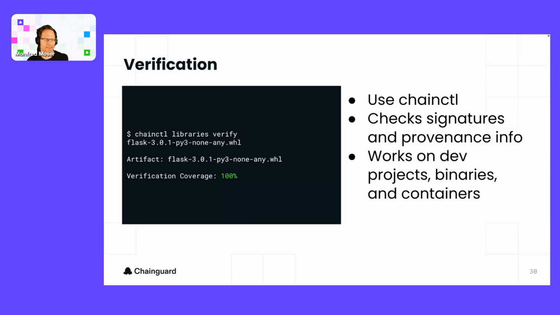Verification, I already showed you. chainctl libraries verify some file. You can also bulk that up and do a whole coverage, archives, and so on. That allows you to detect which ones you still need to worry about replacing, essentially.